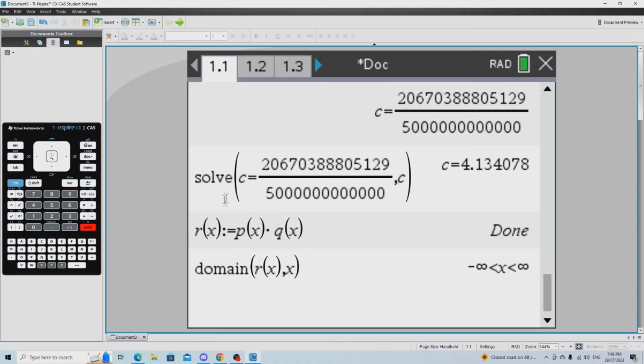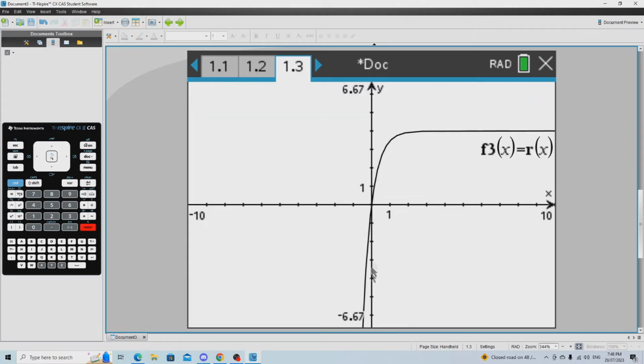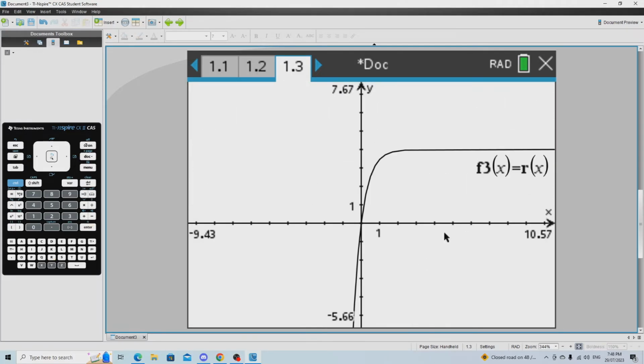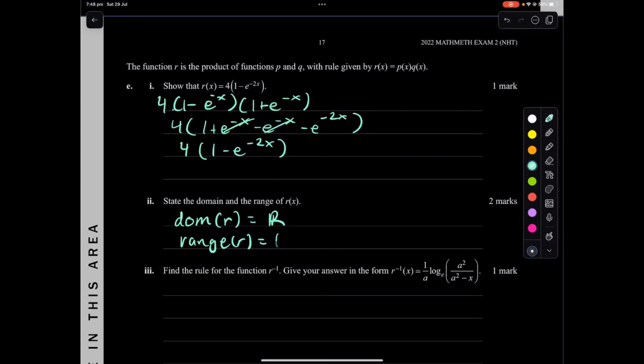What about the range? To find the range, I'm just going to sketch r of x. Okay, we get negative infinity, and there's the asymptote at 4. So we can say negative infinity to 4, non-inclusive.